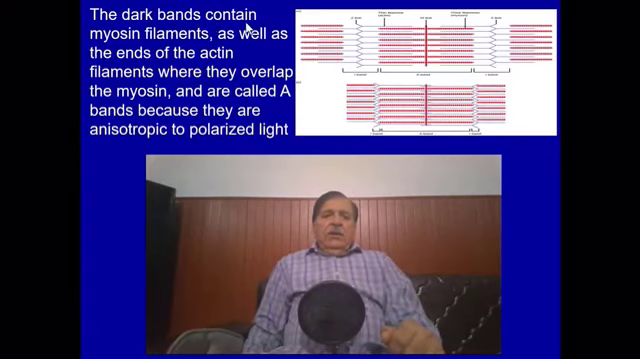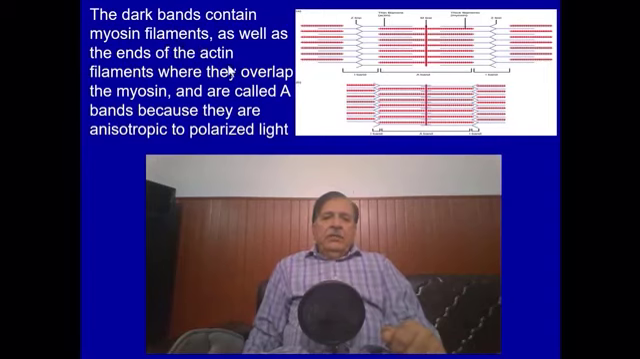The dark band contains myosin filaments as well as the ends of actin. Thin filaments are actin and the thick ones are myosin. So in the dark area there are both thin and thick filaments. This looks dark under the microscope, and this dark area is called the A band because it is anisotropic to polarized light. The light passes with difficulty from this area, or there is obstruction to the light, so it looks dark under the microscope.